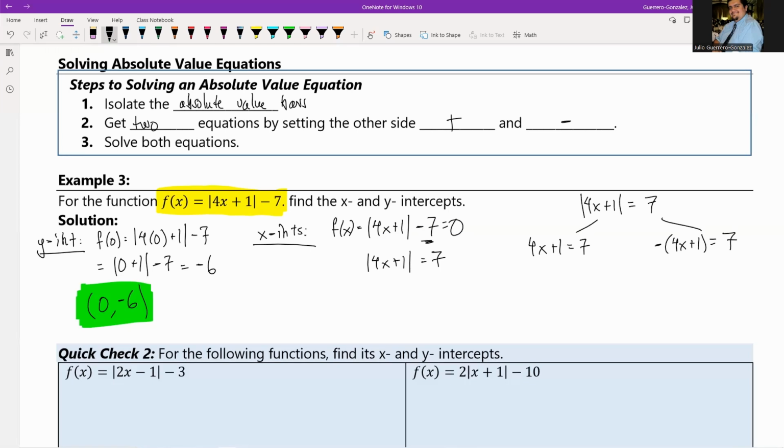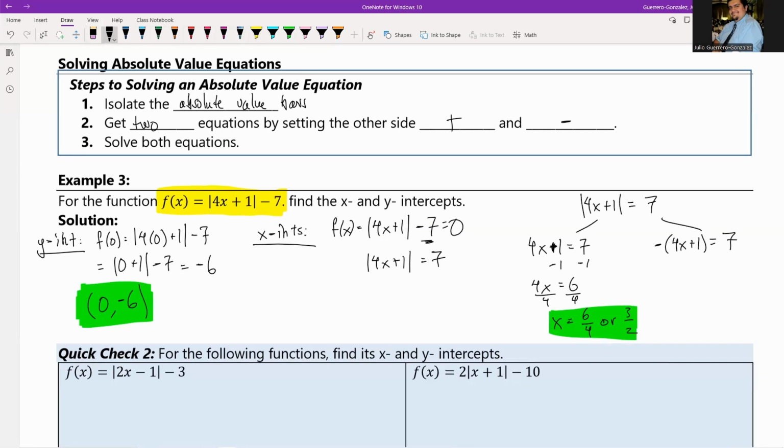All right, but now we get to solve both of these separately. So here, this is what you remember from high school. Minus 1, minus 1: 4x is equal to 7 minus 1, that is 6, divided by 4, divided by 4. x is equal to 6 over 4, or 3 over 2. Either answer is fine with me. Okay, that's half of it.